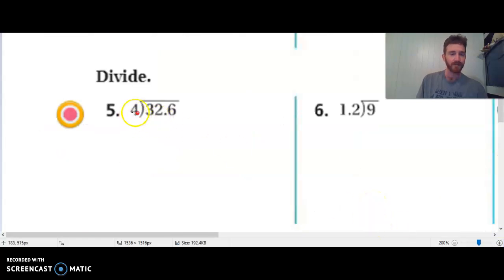Our first one, we have 32 and 6/10 divided by 4. So here we don't need to move a decimal in the dividend, the divisor, so we can place it right above here in the quotient. Always a good first thing to do. Then I can think, all right, let me go ahead and start solving here. How many times would 4 go into 3? Can't do that. 4 goes into 32 8 times.